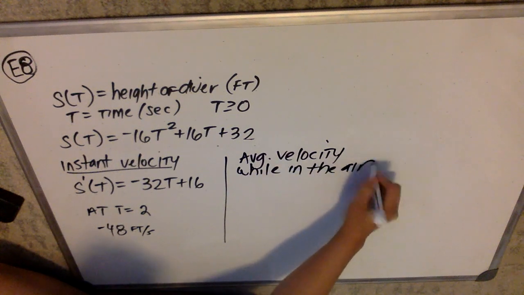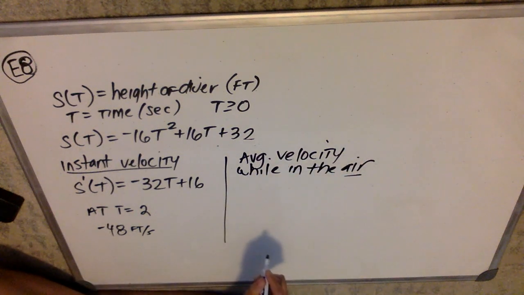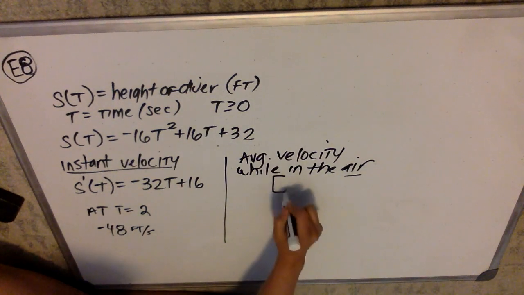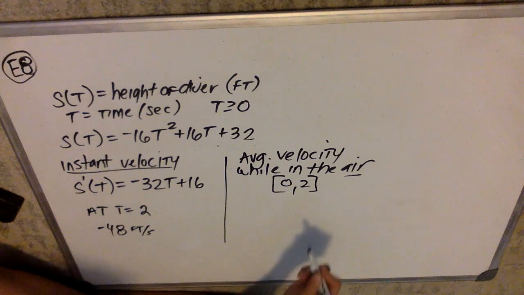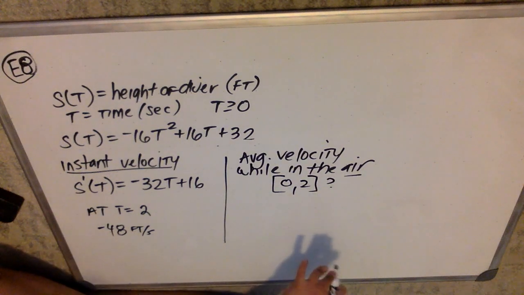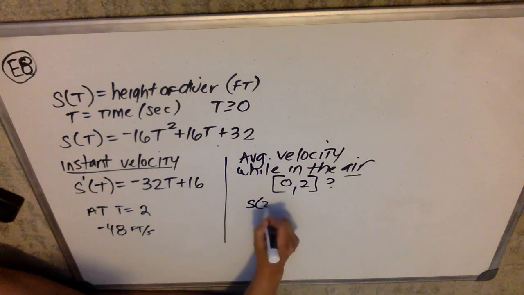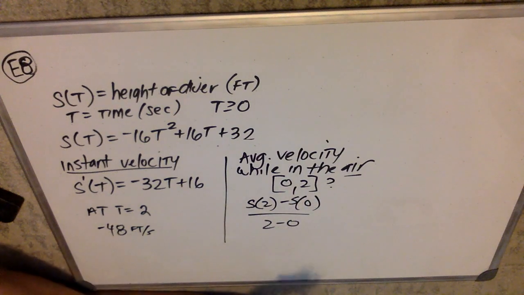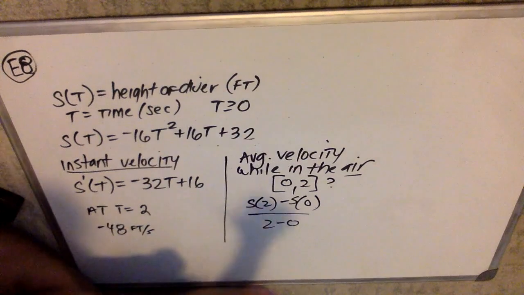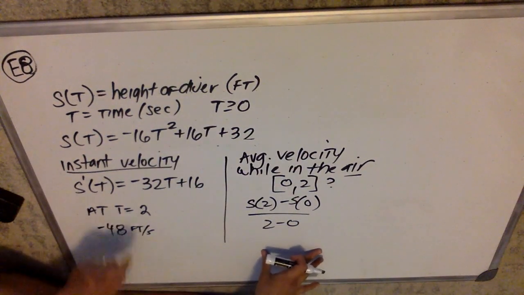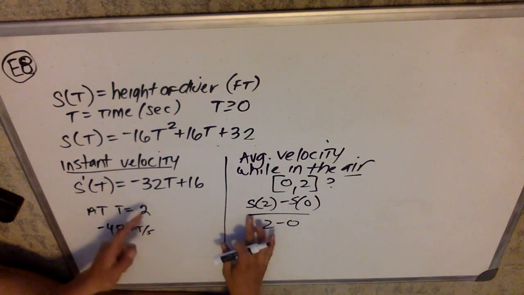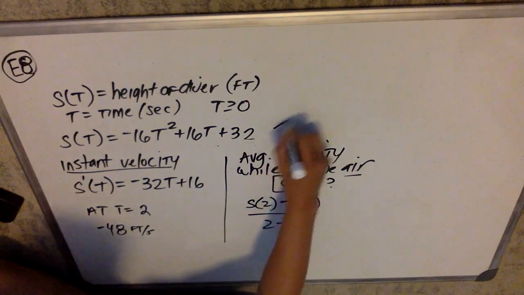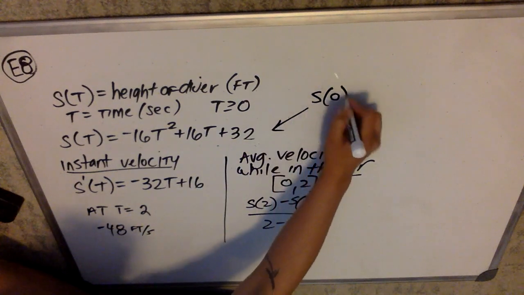Keep in mind, in the air means she jumps off the platform at t equals 0, she hits the water at 2. So when I say while she's in the air, we're talking the window from 0 to 2. Well, the average velocity from 0 to 2 would be S of 2 minus S of 0 over 2 minus 0. Those are all values that we can find using algebra. This is actually an algebra level question. So I can find S of 2 minus S of 0. S of 0 is actually really easy to find, and it's probably worth doing this up here where we have a little bit of room.